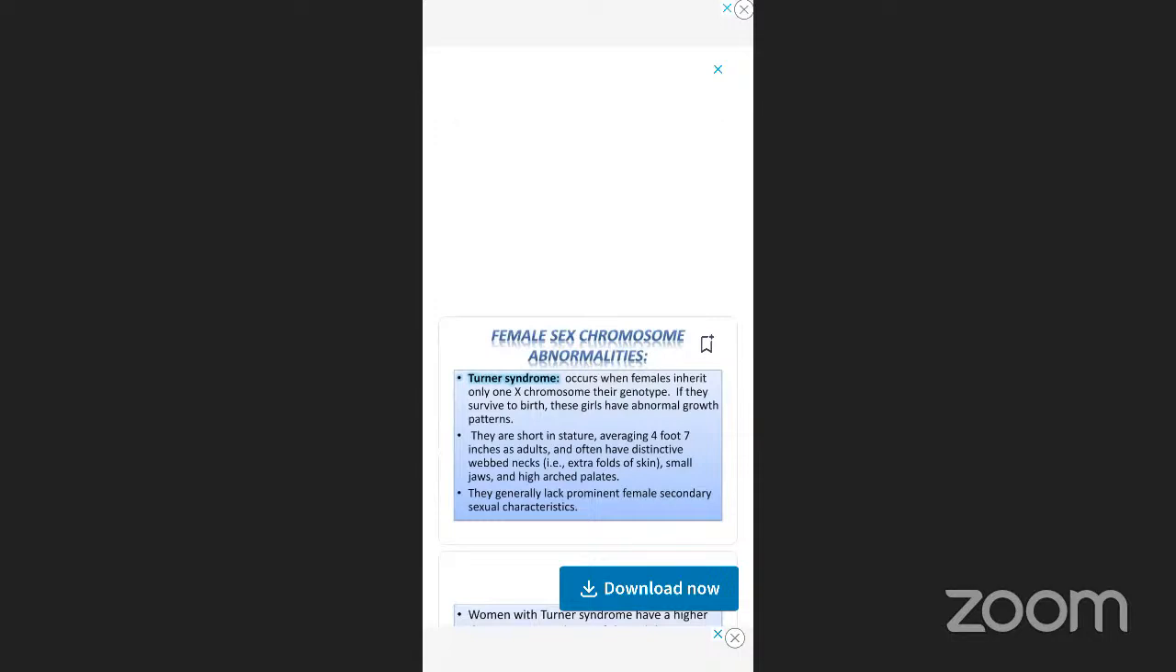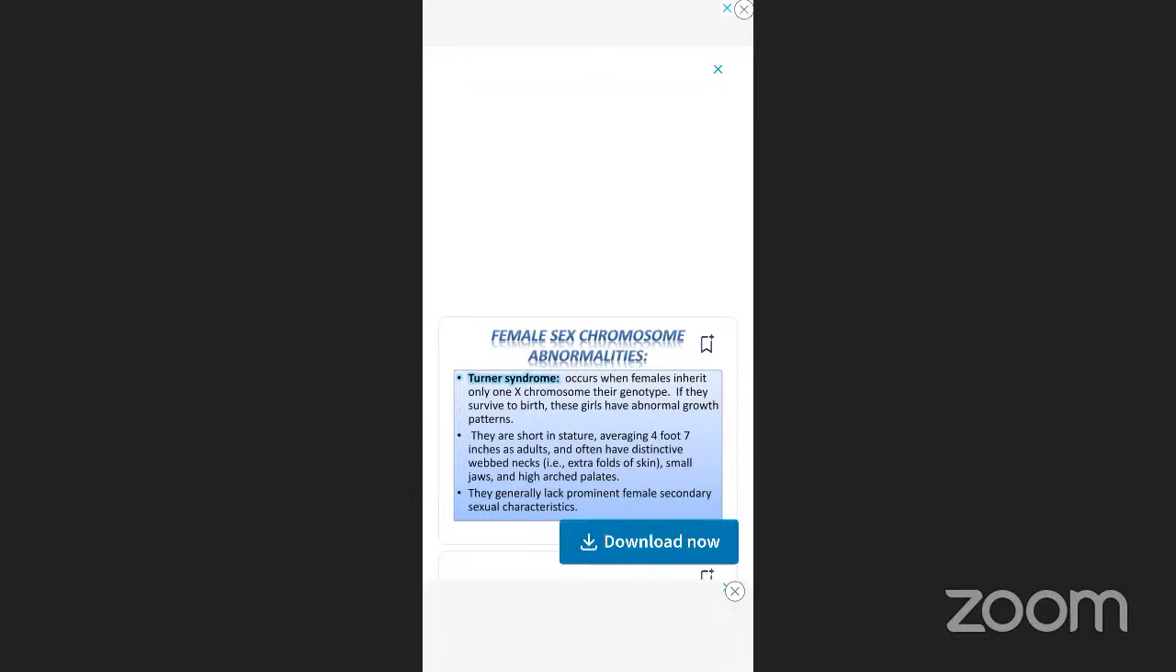Turner syndrome. Down syndrome is an autosomal abnormality. Turner syndrome occurs when females inherit only one X chromosome. If they survive birth, these girls have abnormal growth of the gonads.